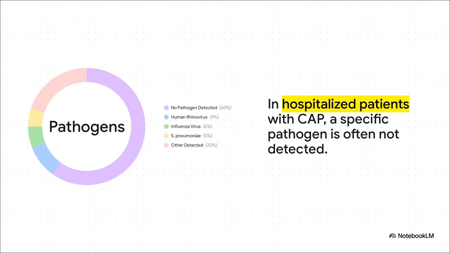Okay, check this out, because this is fascinating data from hospitalized patients. We always think of Streptococcus pneumoniae as the big bad bacterial culprit, right? But look, viruses like rhinovirus and flu are right up there. But the biggest slice of the pie? 60% of the time, no specific pathogen is ever found. And that is exactly why our empiric therapy choices are so incredibly important.